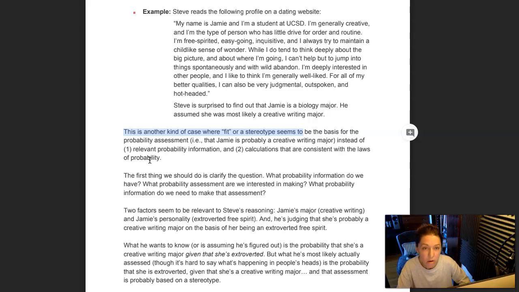And this requires background knowledge. You would need to know that a school like UCSD, this is probably true of most schools, but especially a school like UCSD, where biology is the largest major at this very large school, and creative writing, I don't know what size it is, but I imagine it's a very, very small major. So the fact that there are very few creative writing majors and many, many, many biology majors is relevant to our reasoning about how likely it is that Jamie is a creative writing major, even given this additional information.